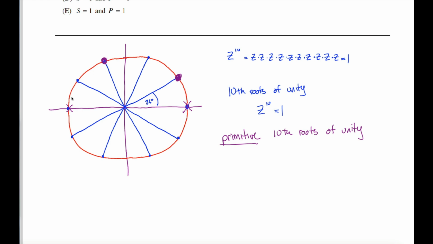4/10 of the way will not work. 5/10 won't work. 6/10 won't work. 7/10 will work. 8/10 will not work, but 9/10 will work. We have 4 primitive 10th roots of unity at these 4 points here and here and here and here.